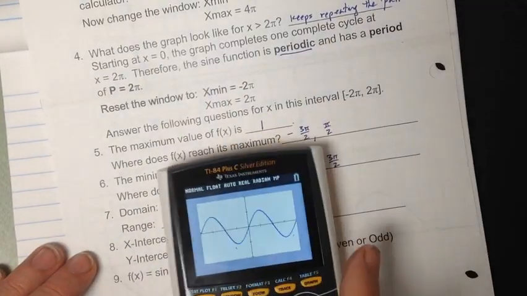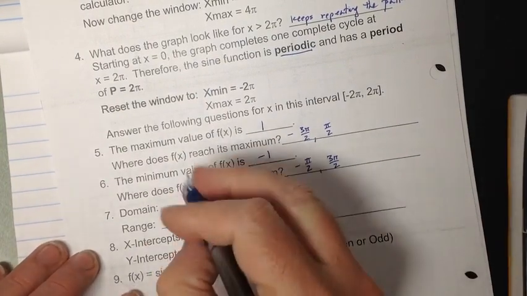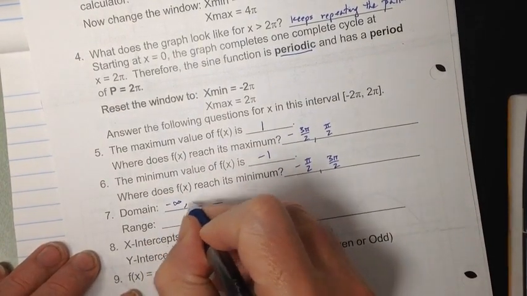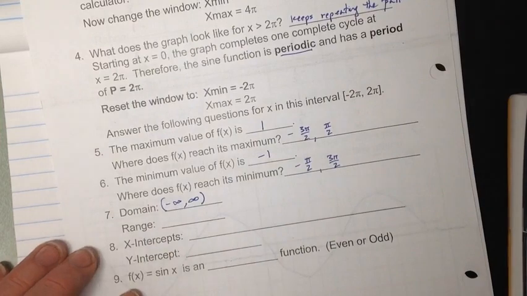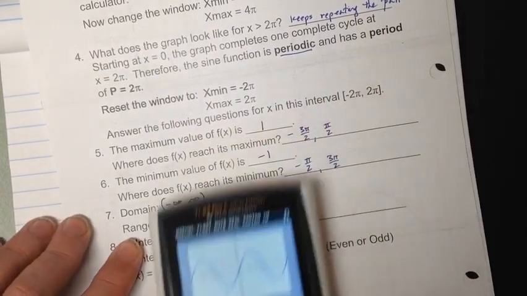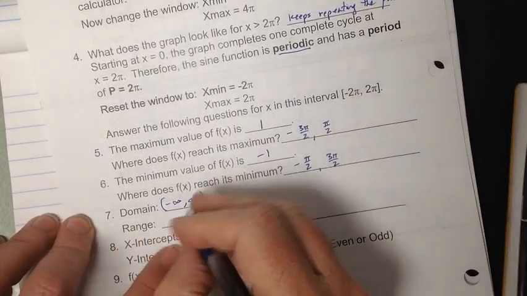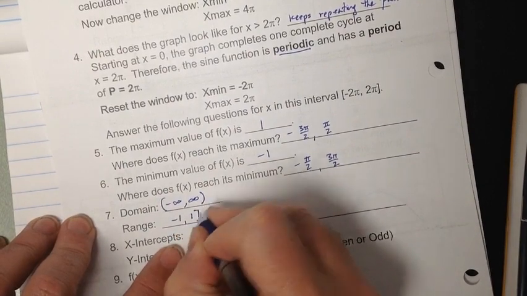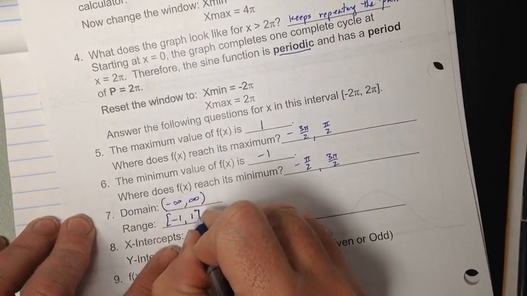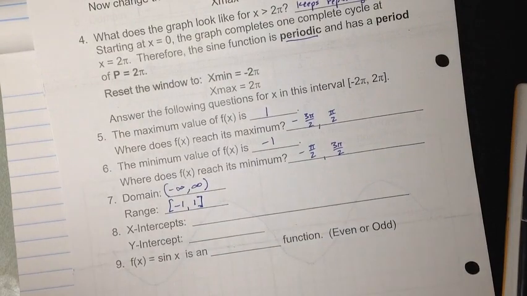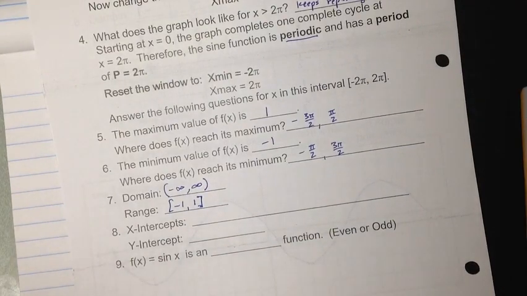The domain, this thing's going to go forever to the left and forever to the right. So from negative infinity to positive infinity. The range is from negative 1 to positive 1, inclusive, including negative and positive 1. So we're putting brackets to show inclusion here.